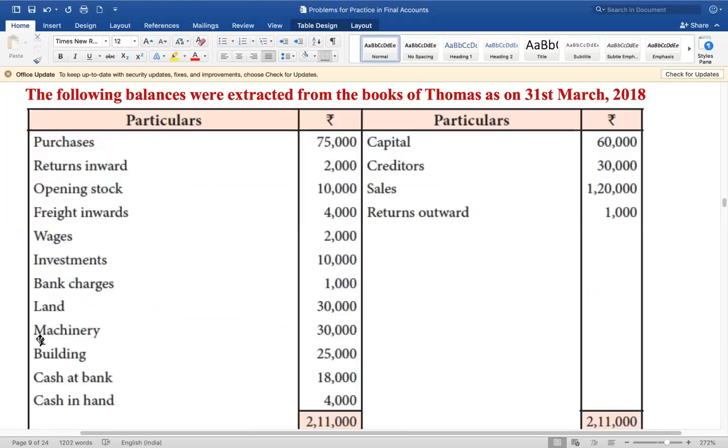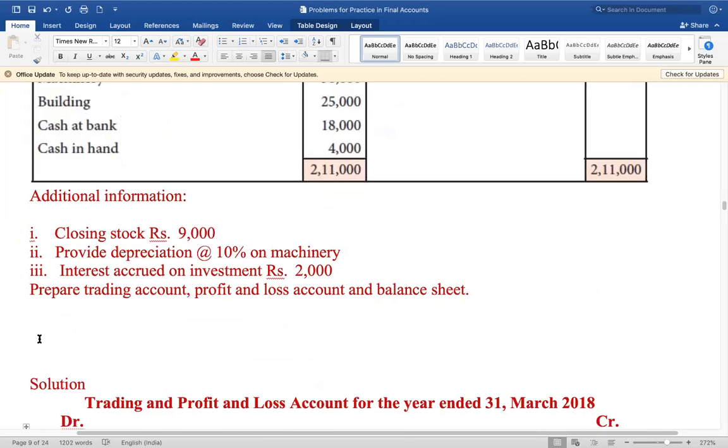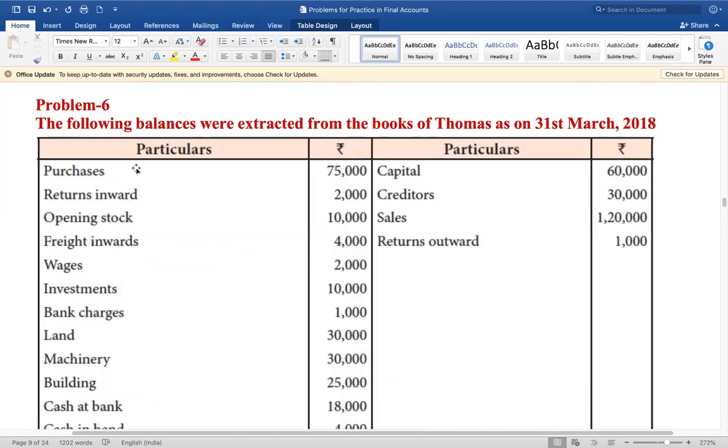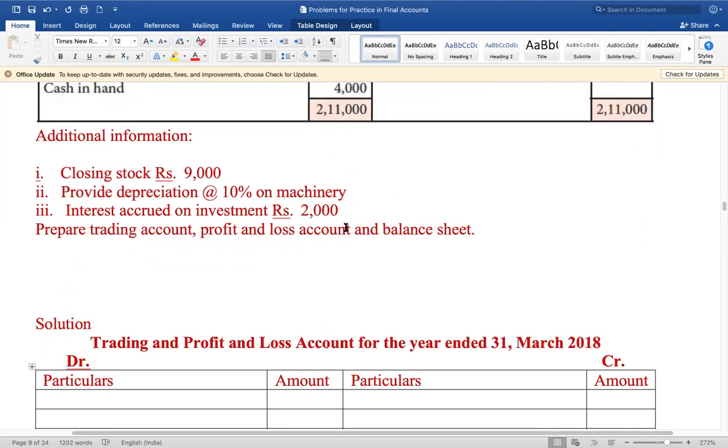From then onwards we will take the items. What's the first item? We'll take the opening stock first. Opening stock, the first item to be taken is opening stock. What's the amount of opening stock?